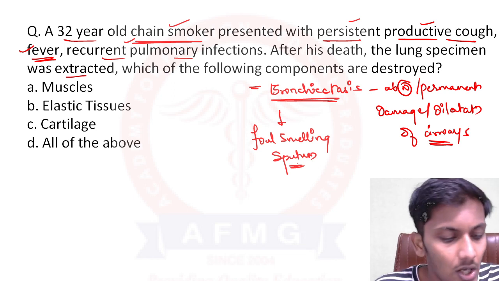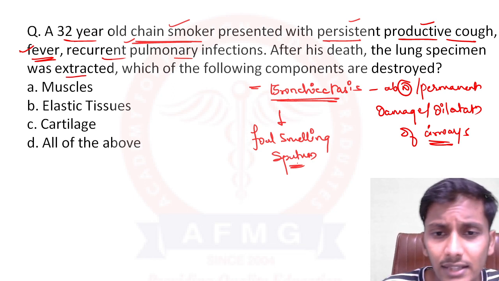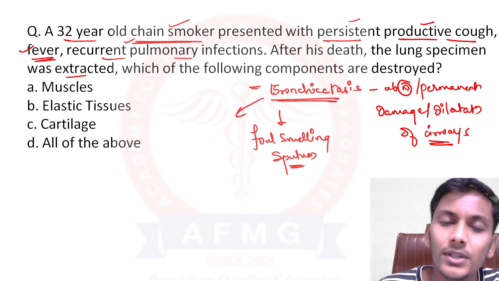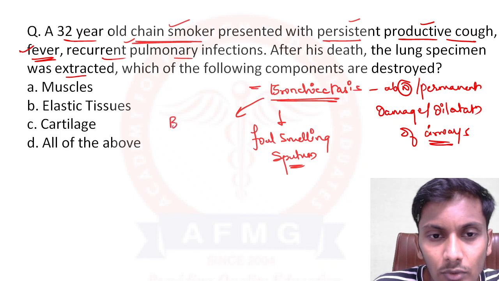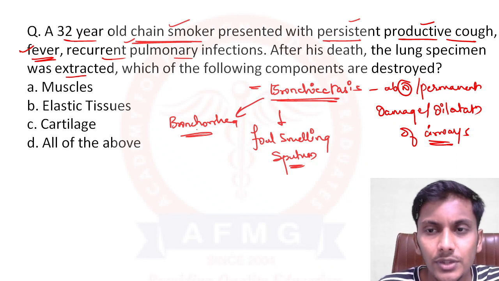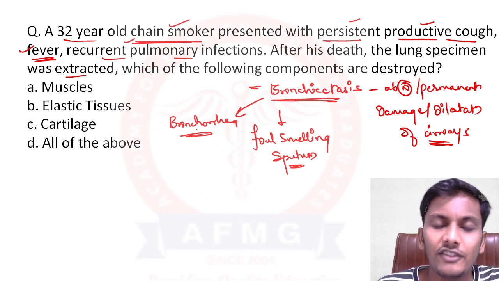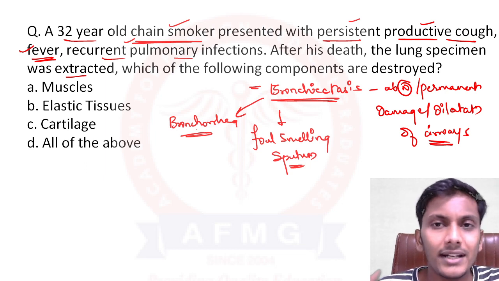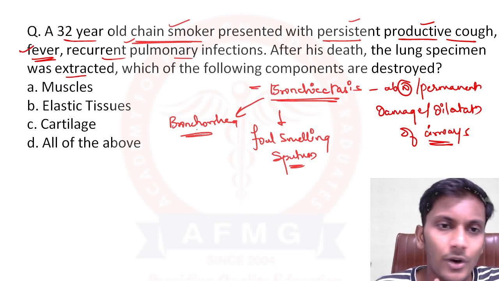Important one. Along with this, there would be a copious amount of sputum, and this excess or copious amount of sputum is known as bronchorrhea. So bronchorrhea, halitosis, foul smelling sputum, and recurrent pulmonary infections are very much characteristic of bronchiectasis, where there is abnormal permanent damage and dilatation of your airways or your bronchi.